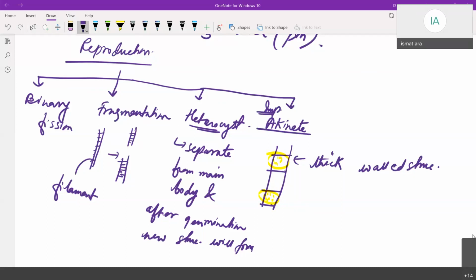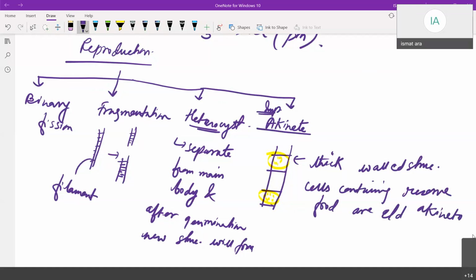So what are akinetes, students? Cells containing reserve food are called akinetes. They contain reserve food material. Akinete is a thick-walled structure.